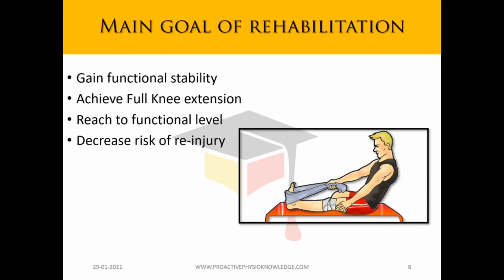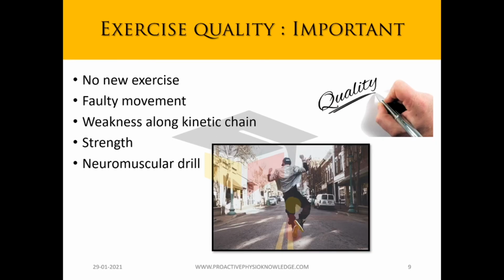Now, what are the main goals of the rehabilitation? Gain functional stability, achieve full knee extension, which is more important, reach a functional level, and decrease the risk of re-injury. These goals should be considered during the rehabilitation phase. Now, the quality of exercise is very important. No new exercise should be begun prior to neuromuscular readiness. If a certain group remains weak, it turns into faulty movement, and this faulty movement eventually affects the kinetic chain.